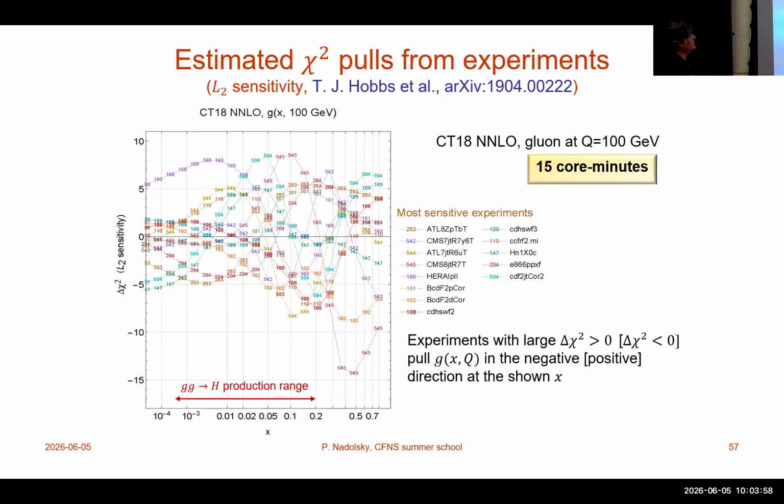And so, for example, here what you will see is that the curves correspond to various IDs of the experiments. Let's say, for example, x equal to 0.5. There is an experiment 5445, which is the CMS 8 TeV jet production, that would really prefer a higher gluon in this range, because if we increase the gluon by 1 standard deviation, the chi-squared for this experiment goes down by 15 units. Therefore you can quite easily see what experiments pull the gluon in a given direction.